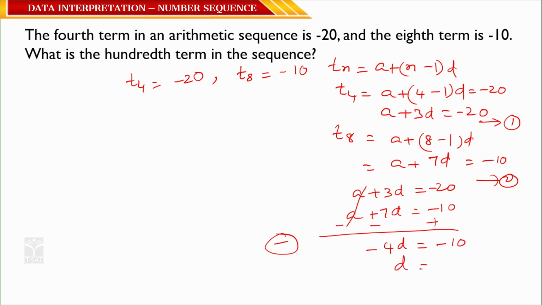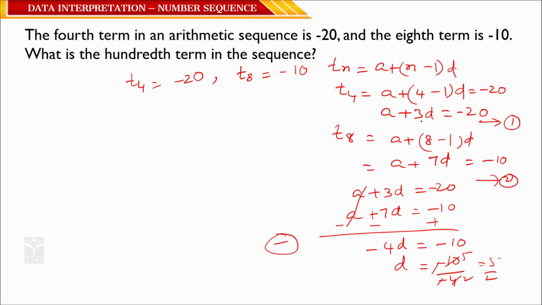So d is equal to how much? Minus 10 by minus 4, the minus signs get cancelled, 2 5s are 10, 2 2s are 4, which means the d value is 5 by 2. Clear? Okay. Now we can find the 100th term. If you want to find the 100th term, what is required? The a value is required.